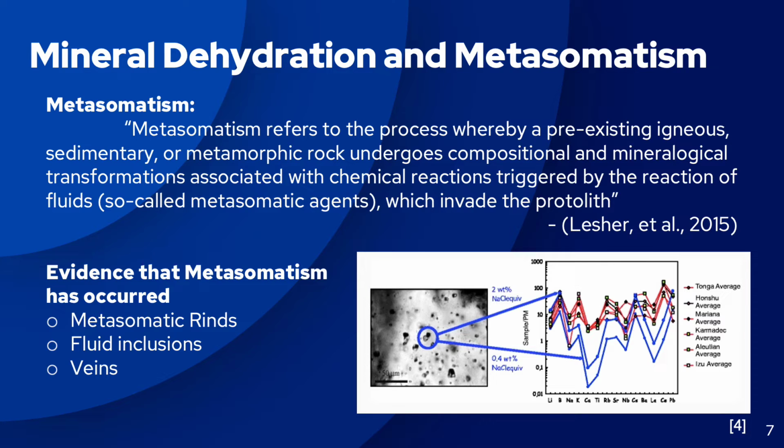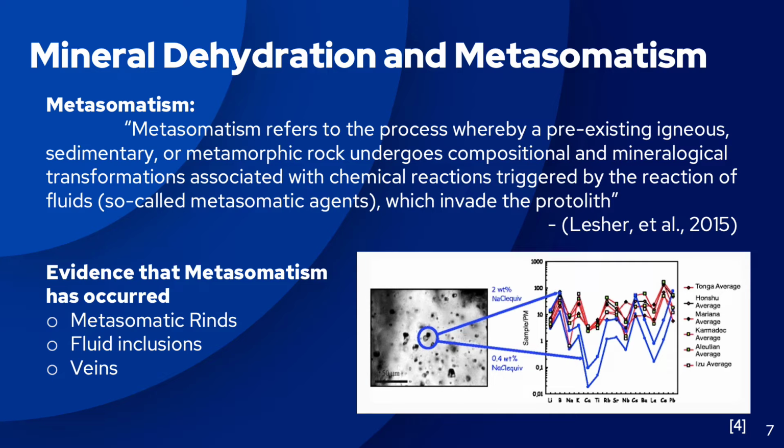Mineral dehydration and metasomatism are two very important mechanisms to think of when we think about metamorphic processes that are occurring within the mantle wedge at subduction zones. To start, we start with mineral dehydration, which is the process through which aqueous fluids are released from the subducting slab into the mantle wedge.